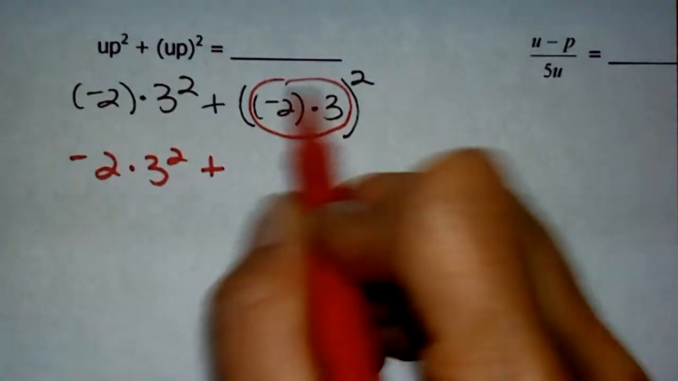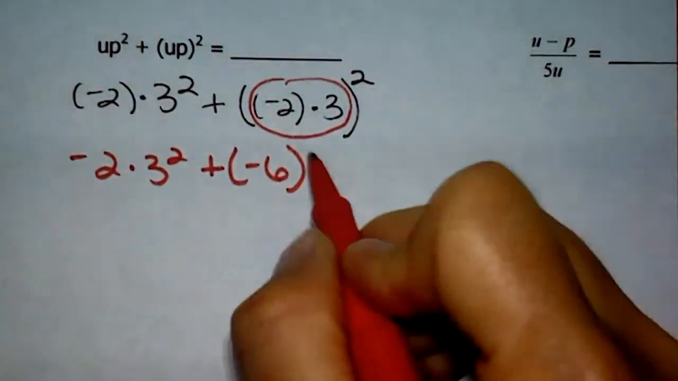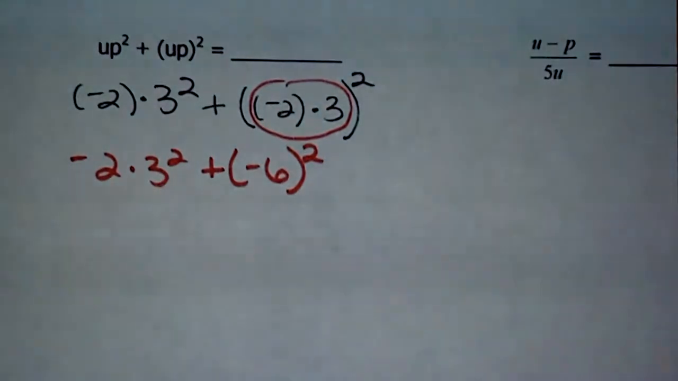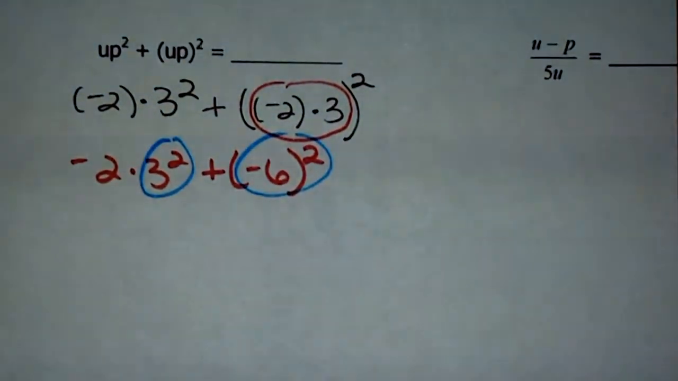Negative 2 times 3 is negative 6. That's in parentheses, right? So I'm going to put that negative 6 in parentheses. It does make a difference. Squared. The next thing on my order of operations list is the E for exponents. I see two exponential expressions I need to take care of.